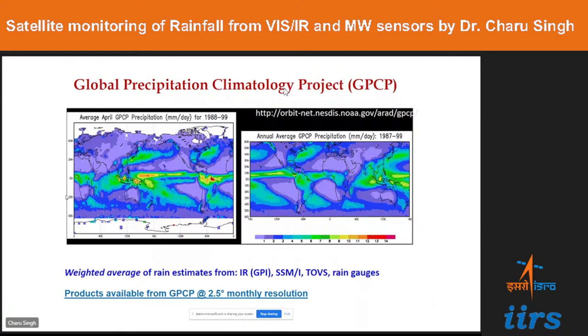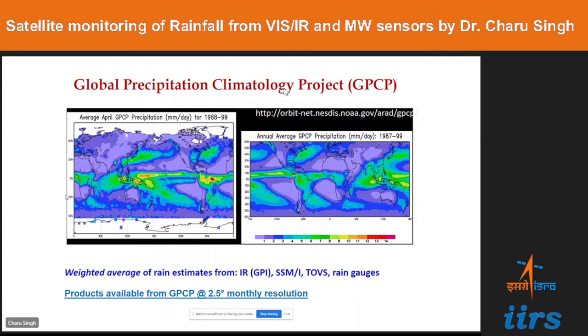Apart from that, data sets based on the blended technique can also be developed, where we combine the rainfall estimates from the satellites with the rain gauges. One such product is the GPCP, which is available at various resolutions. Here the picture is shown for the 2.5 degree monthly resolution data sets. Apart from that, the daily data set from GPCP is also available. And this GPCP based precipitation is available from 1988 till date.